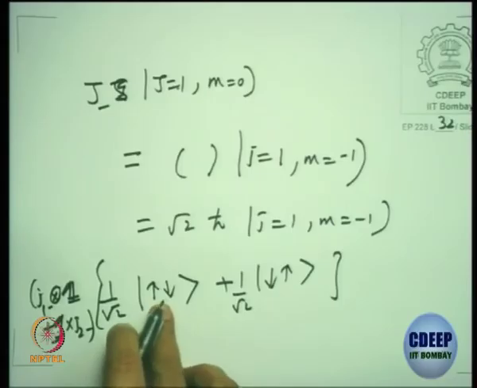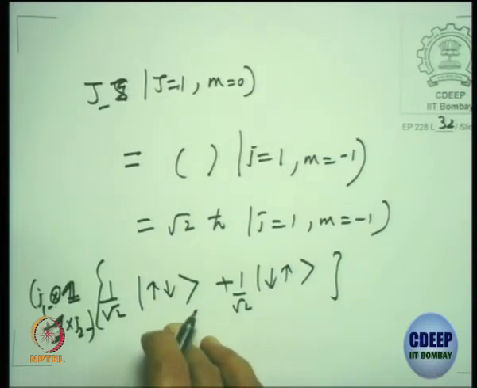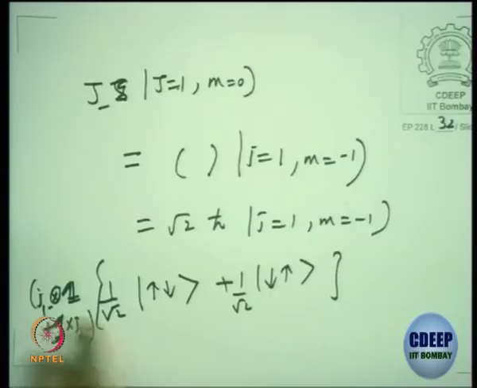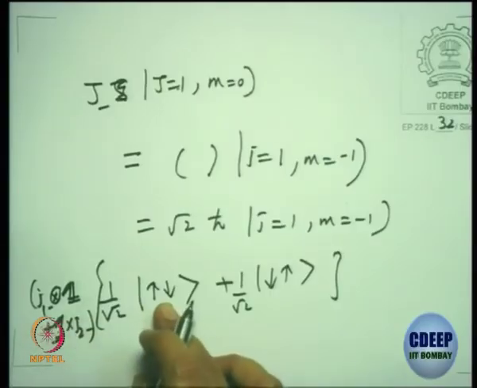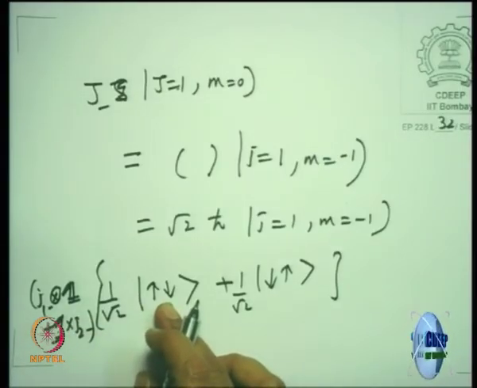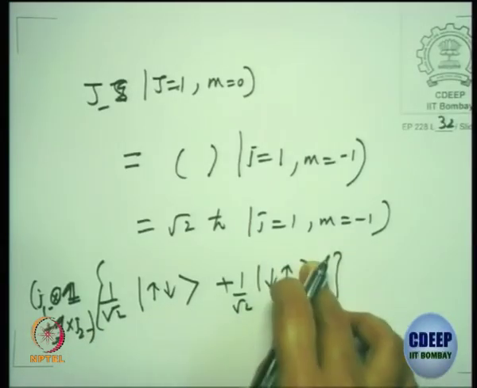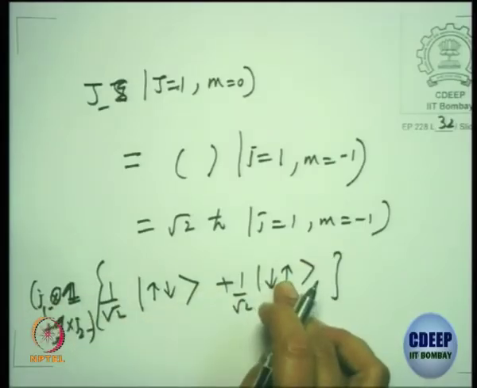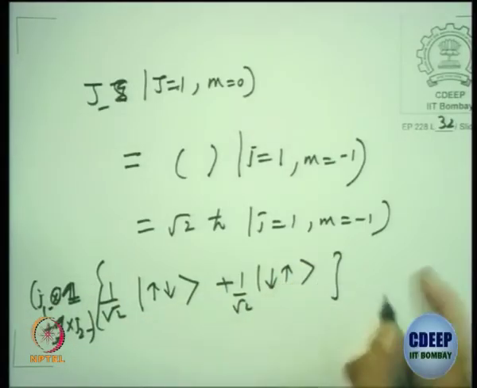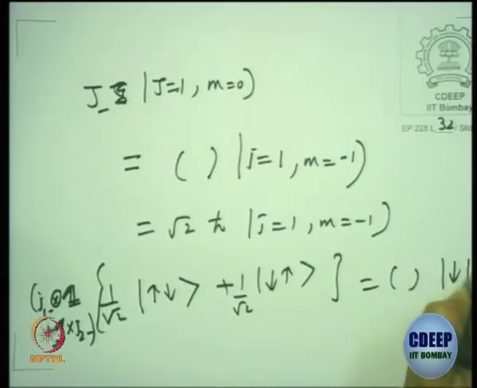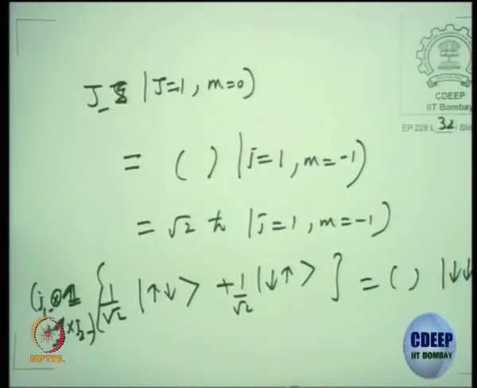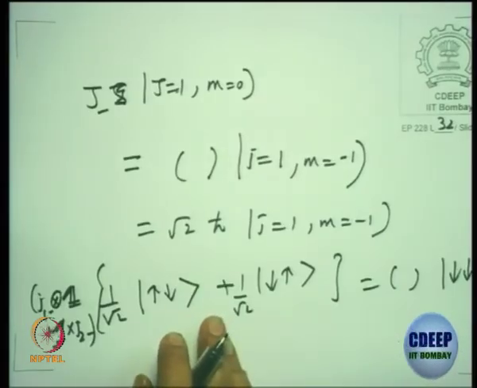If you do a J1 minus on the state, it will make it down, so it will become the down state. But if you do a J2 minus on the state, it is 0, you can't go below. But if you do the J2 minus on this state, it will make it down. J1 minus will not act on it. So it is going to be some coefficient times down. And then you compare. And then what do we get?